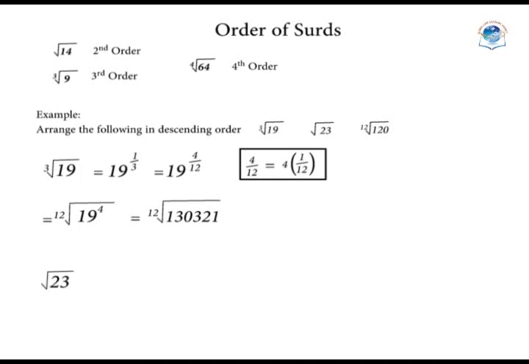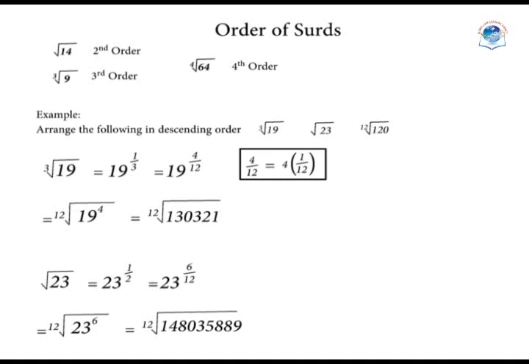Next, square root of 23. This is also equal to 23 raised to a half. We make the denominator of the index 12. That is the LCM of the orders. And so 23 raised to power a half is also equal to 23 raised to 6 over 12. Notice that 6 over 12 is the same as 1 over 2. This gives us 12th root of 23 raised to power 6. That is equal to 12th root of 148,035,889.